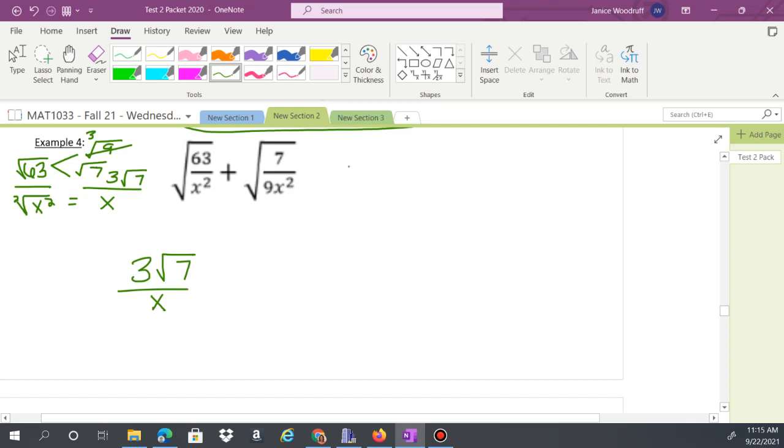Okay, now let's look at this guy over here. So we've got a square root of 7 on the top, and then the bottom, square root of 9x squared. What's that going to be? What's the square root of 9? Yeah, square root of 9 is 3. Square root of x squared, x. So that's just 3x. Okay, so now I'm adding this.